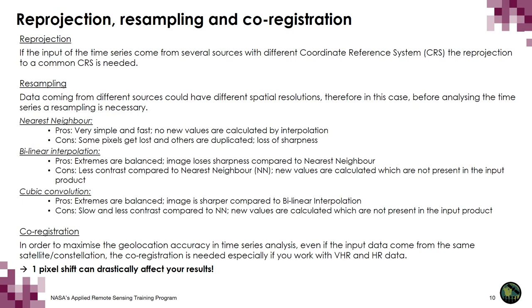There are different methods to apply the resample. The most common are the nearest neighbor, the bilinear interpolation, and cubic convolution. Co-registration: in order to maximize the geolocation accuracies in time series analysis, the co-registration is needed, especially if you work with very high resolution and high resolution data.